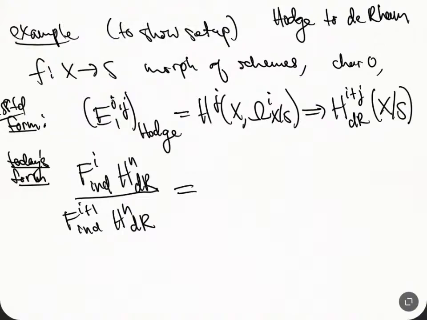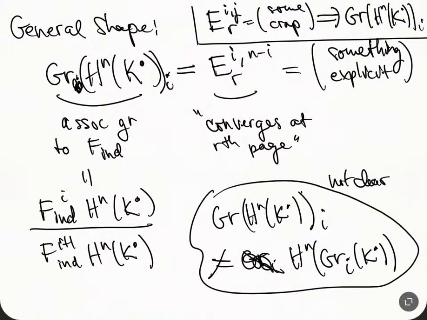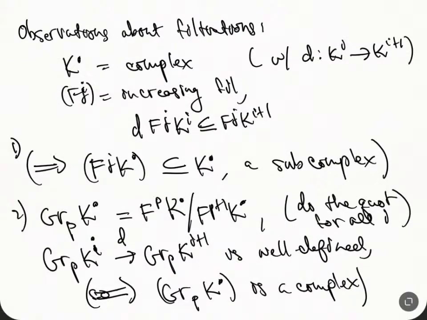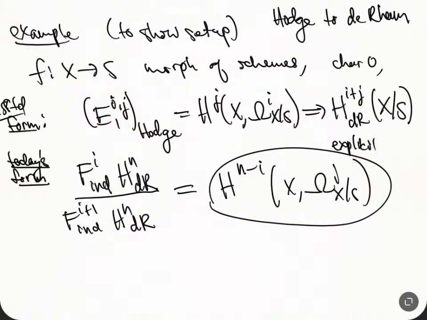And it says here that this is equal to H^(n-I) of omega^I of X over S. So I said that when you do this, you're going to have something explicit, and the something explicit is this here. So this is the explicit stuff. Okay. Let me say some more.